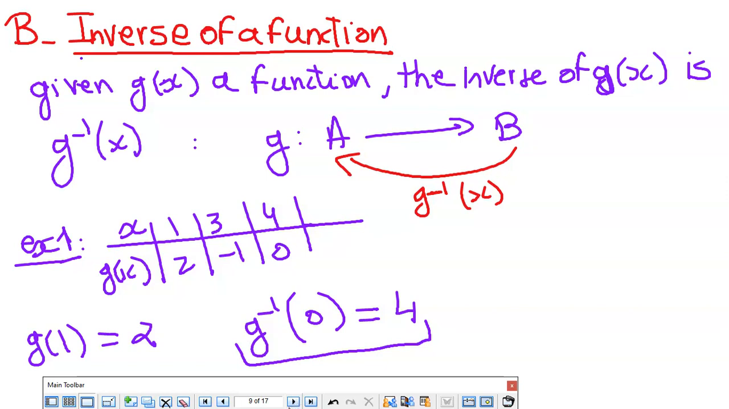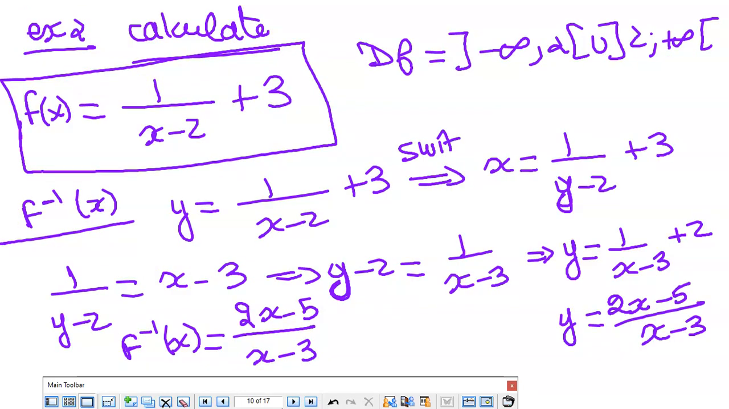Now how are we going to calculate it algebraically, and can I calculate it all the time? Let's see in the next example. Now example 2, I need to calculate the inverse of f of x, and we're going to see how we find the domain and the range. If f of x is given by 1 over x minus 2 plus 3, first of all, the domain of this function is minus infinity to 2 union 2 to plus infinity. Why? Again, I'm reviewing that. We have a fraction. A fraction is defined when my denominator is not equal to 0. This domain that I have here will later be the range of f minus 1.